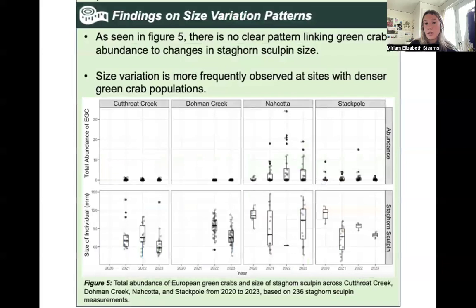Then for my analysis on size variation, patterns revealed that there isn't a straightforward link between the abundance of green crabs and changes in staghorn sculpin size, but as illustrated in Figure 5, size variation tends to be more prominent in these sites with higher densities of green crab, which would be Nakata and Stackpole. This suggests that while green crabs may not directly alter the average size of staghorn sculpin, their presence could influence size variability through indirect ecological interactions.